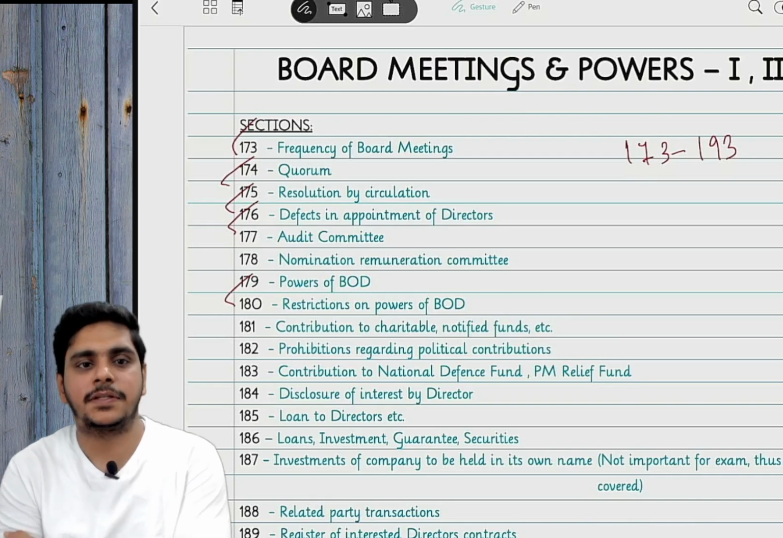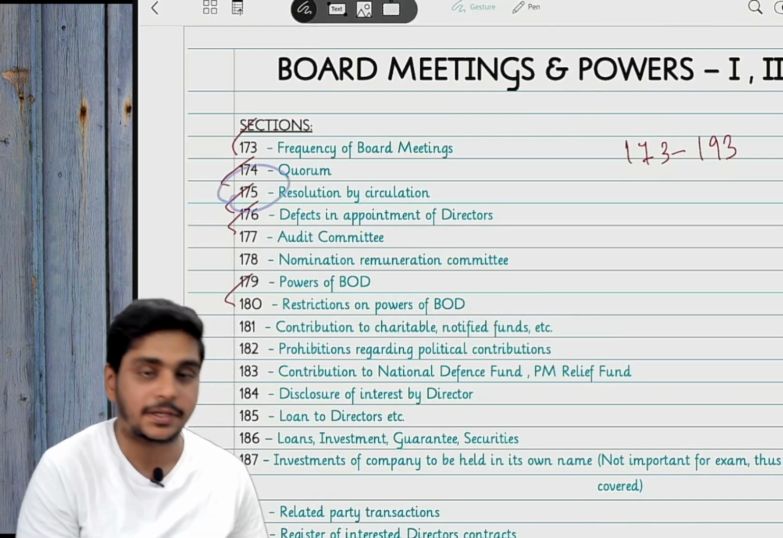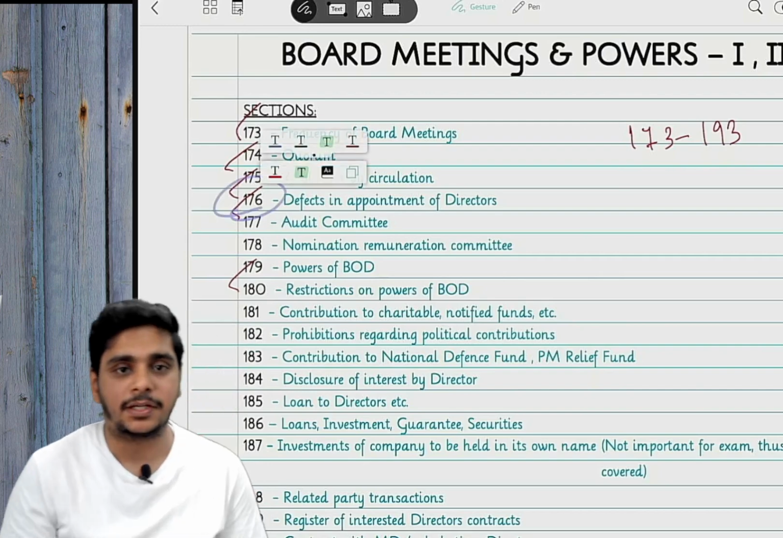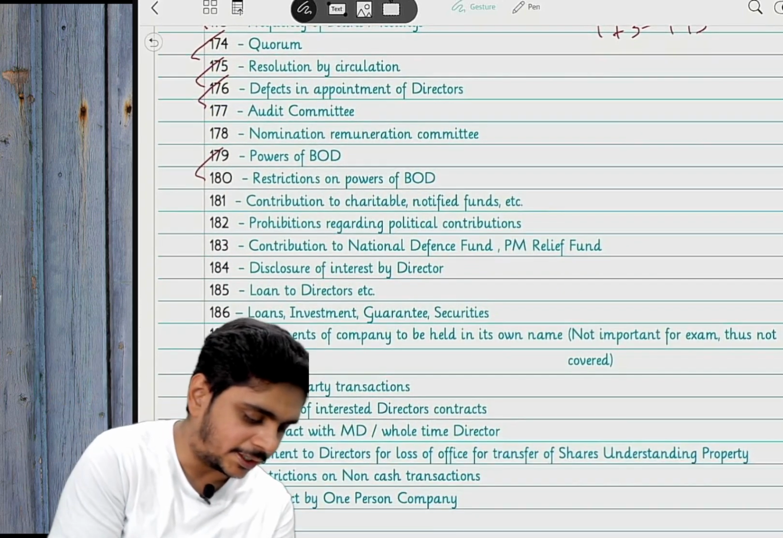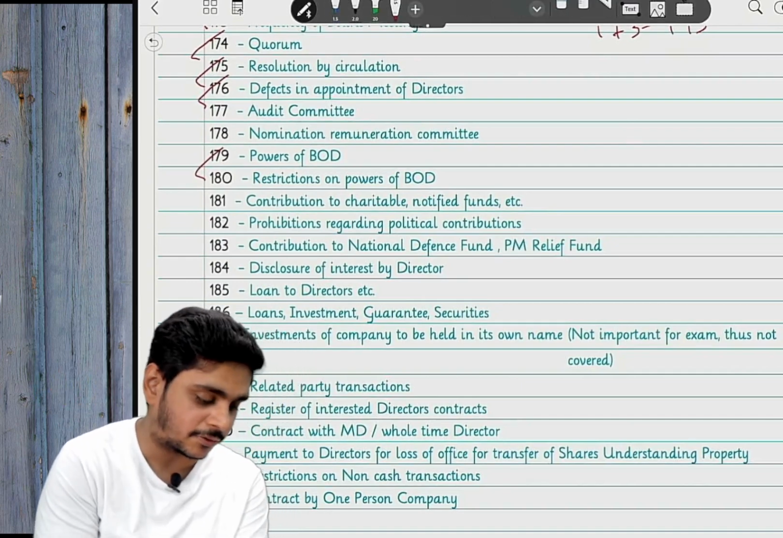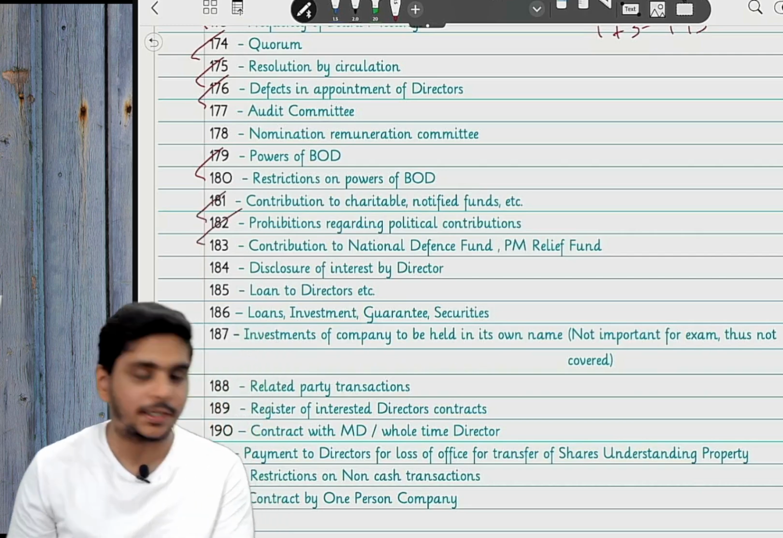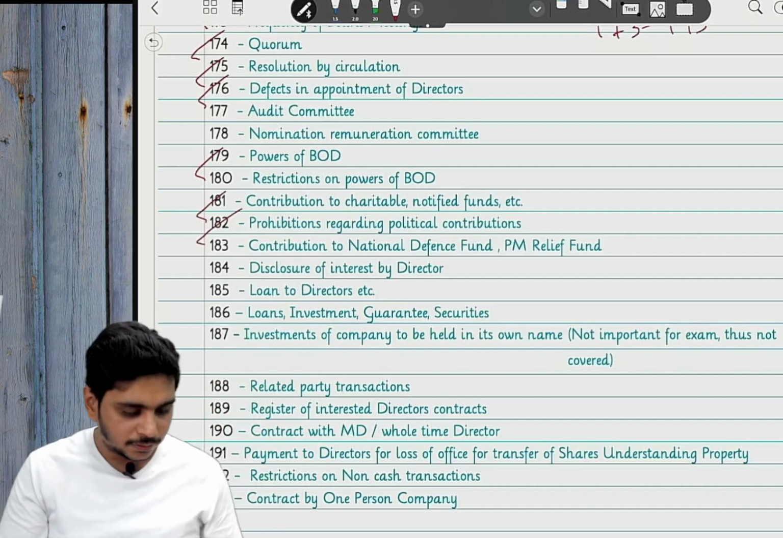So we have done section 173, that is called frequency, then we did 174, that is called quorum, then 175 resolution by circulation, then we did 176 defective, then we did 179 powers of board. Now we are doing 180. Now we are doing charitable contribution, political contribution, 181 and 182.